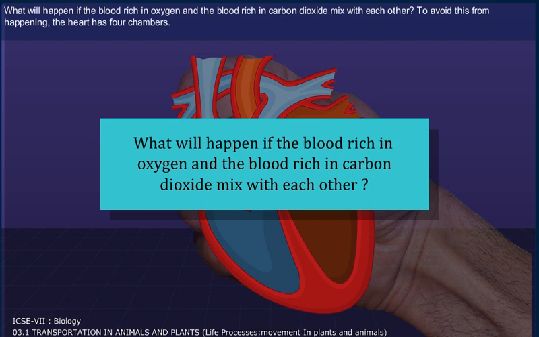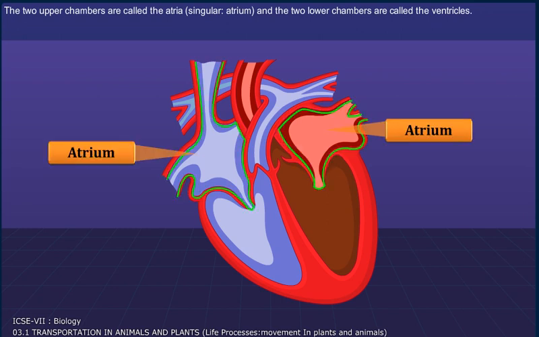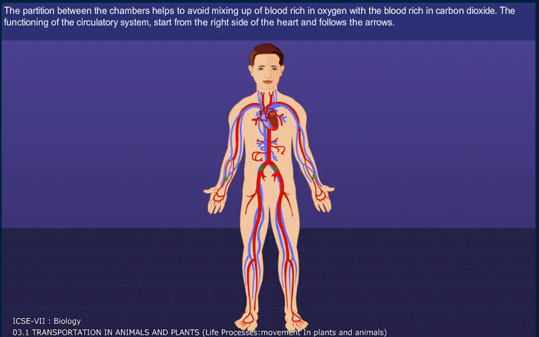What will happen if the blood rich in oxygen and the blood rich in carbon dioxide mix with each other? To avoid this from happening, the heart has 4 chambers. The 2 upper chambers are called the atria, singular is atrium, and the 2 lower chambers are called ventricles. The partition between the chambers helps to avoid mixing up of blood rich in oxygen with the blood rich in carbon dioxide.